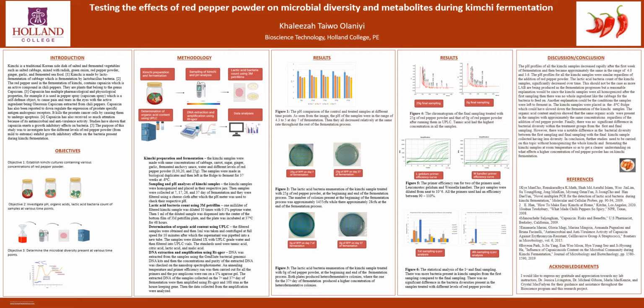For example, it is used in pepper spray, which is a self-defense object to cause pain and tears in the eyes, with the active ingredient being oleoresin capsicum, which is extracted from chili peppers. Capsaicin has also been reported to downregulate the expression of prostate-specific antigen and androgen receptors. It kills prostate cancer cells by causing them to undergo apoptosis.